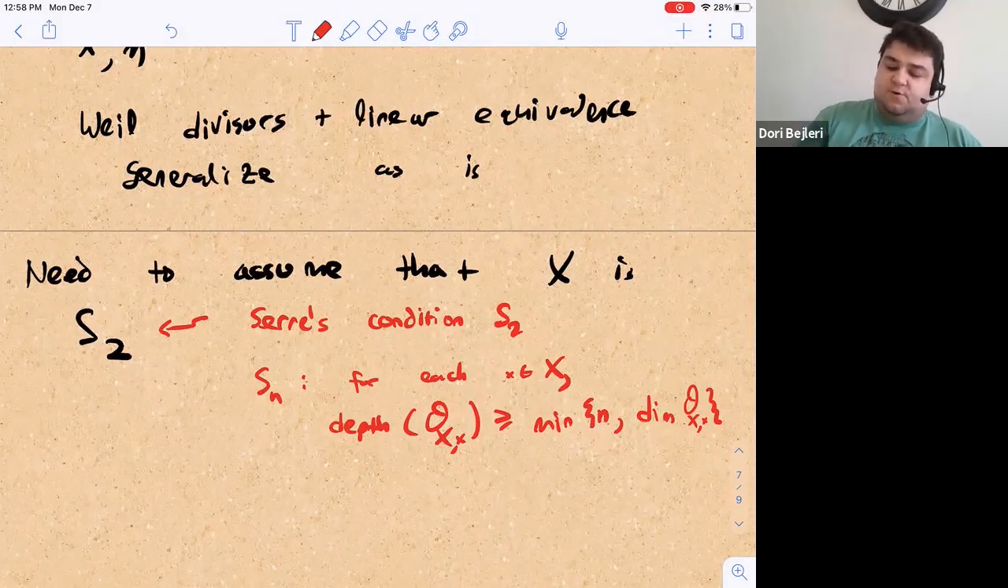But for us, what's important about S2, and an essentially equivalent characterization of S2, is that if you have a function defined away from codimension 2, then it uniquely extends. If you have a variety that's not S2, this no longer holds.